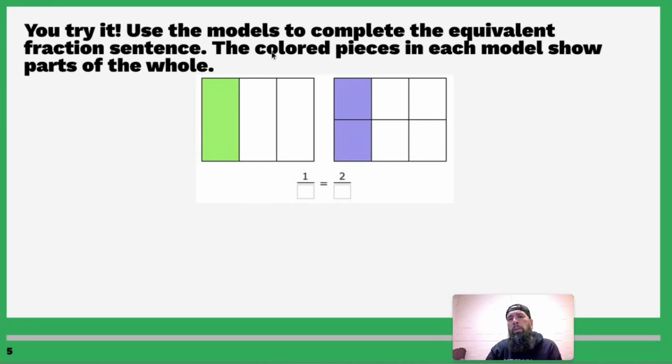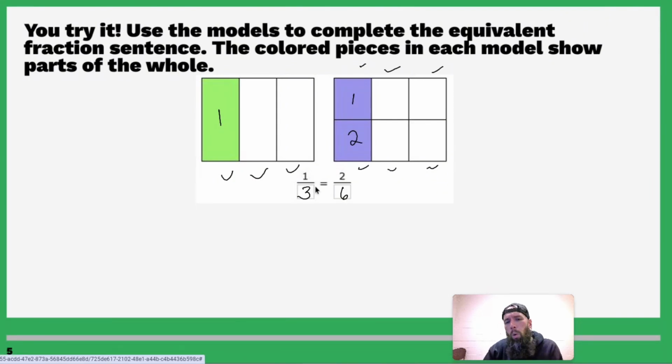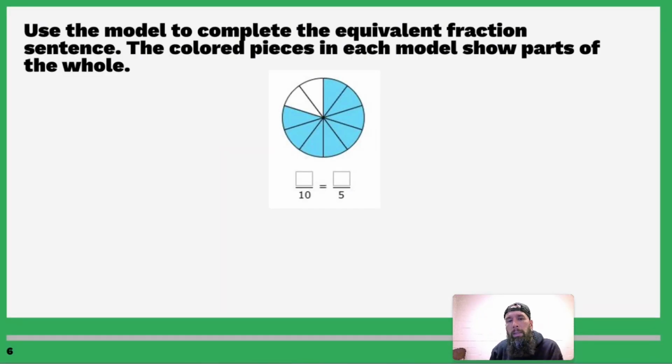All right, so use the models to complete the equivalent fraction, same exact thing. So this guy is going to be 1, 2, 3 whole blocks, and you're going to cover 1 of them. So 1 out of 3. That's going to be the same thing as 1, 2, 3, 4, 5, 6. 2 of them are covered in, so 2 out of 6. So 1 over 3 is 2 over 6. Interesting. If I multiply 1 by 2, I get 2. And if I multiply 3 by 2, I get 6. Interesting, interesting, interesting. I'm planting seeds of knowledge into your brain.